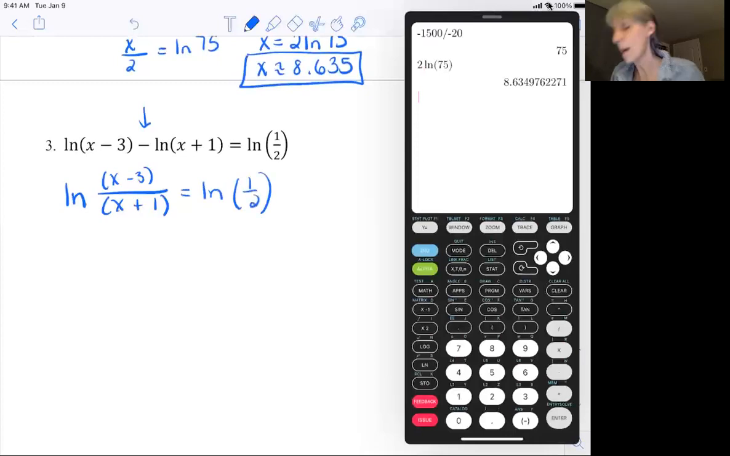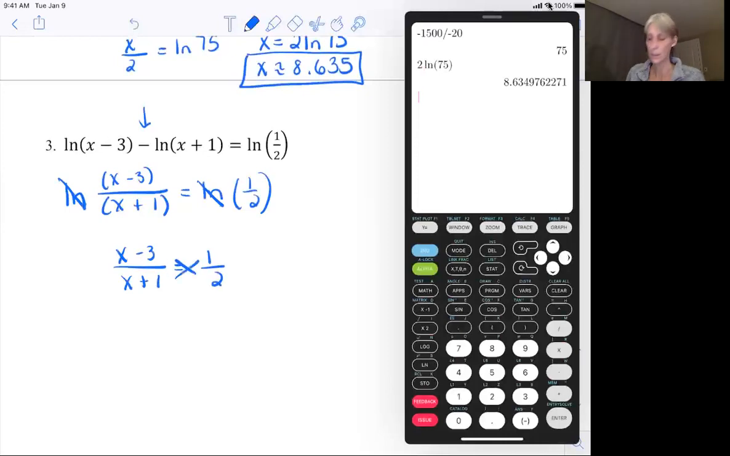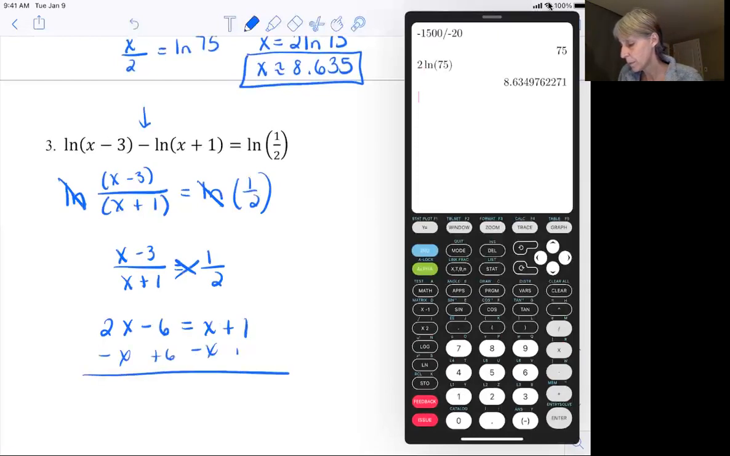The reason I chose this problem is this particular setup. A lot of people freak out over it. That's why I wanted to go over it. Now I have a log equal to a log. I'm going to cancel those logs. And I just wind up with x minus 3 over x plus 1 equals 1/2. All you have to do here is cross multiply. 2x minus 6 equals x plus 1.